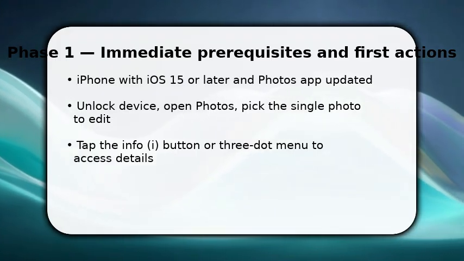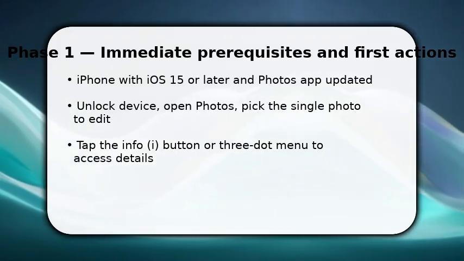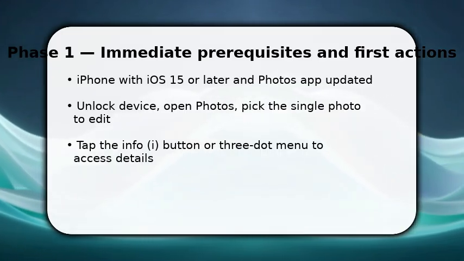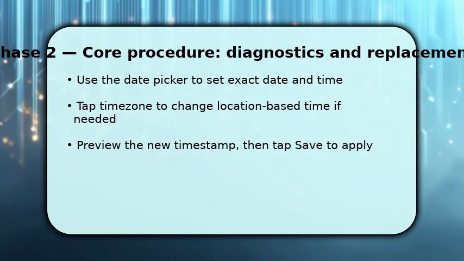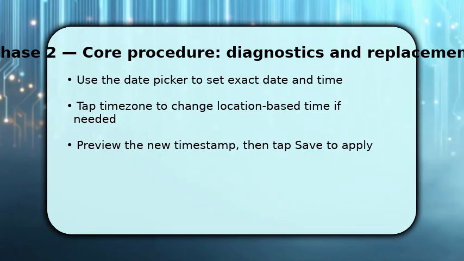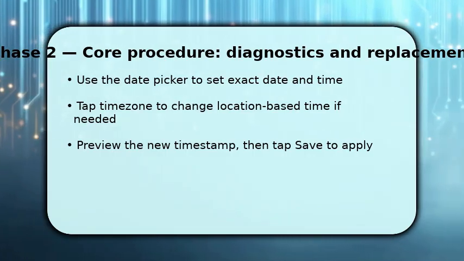Now tap Adjust Date and Time when it appears. That's the first actionable control. It takes you directly into the editing interface to change the timestamp. Once you're in the Adjust Date and Time screen, use the date picker to set the exact day and the time fields to the hour and minute you want.